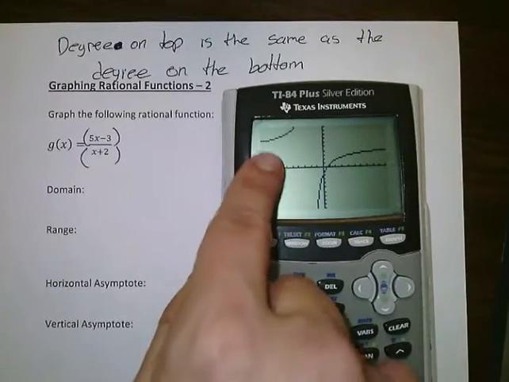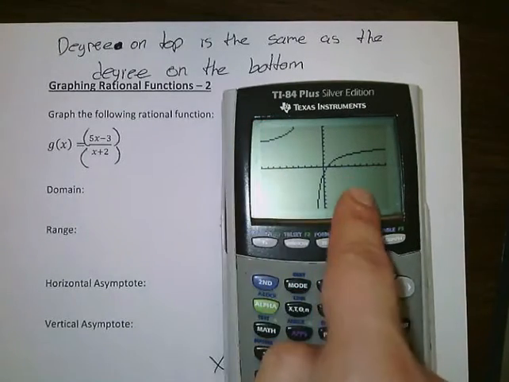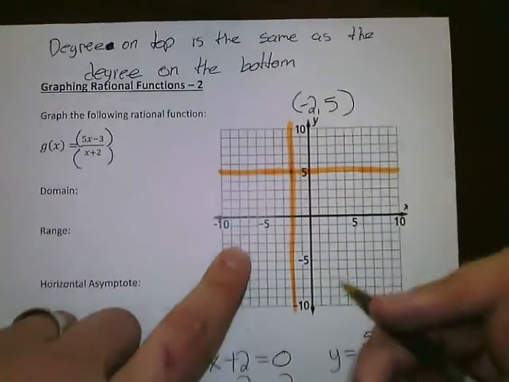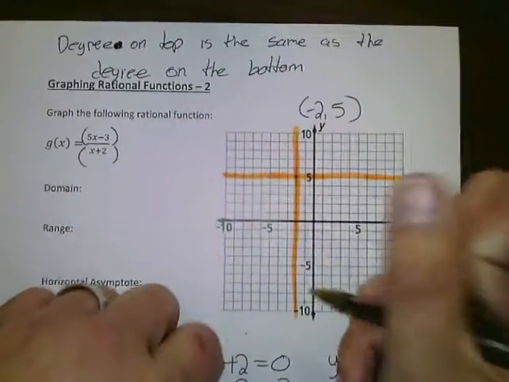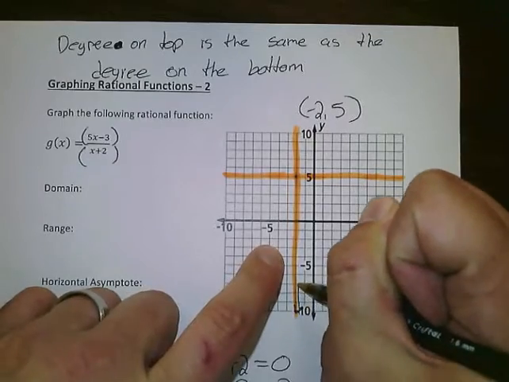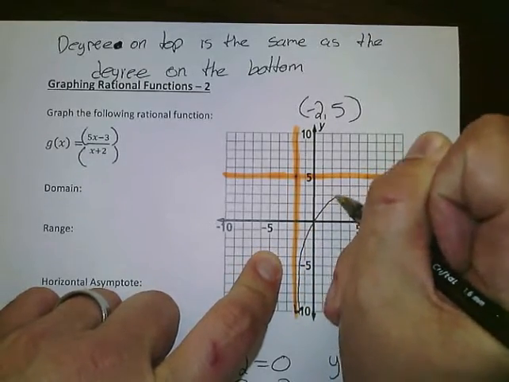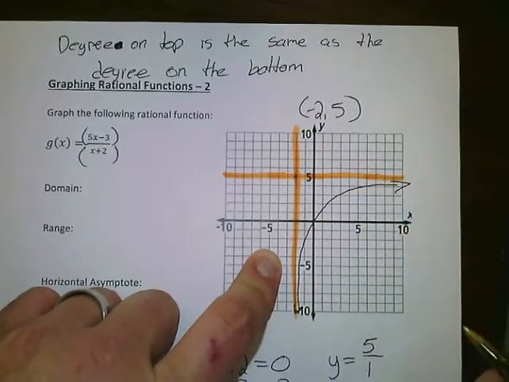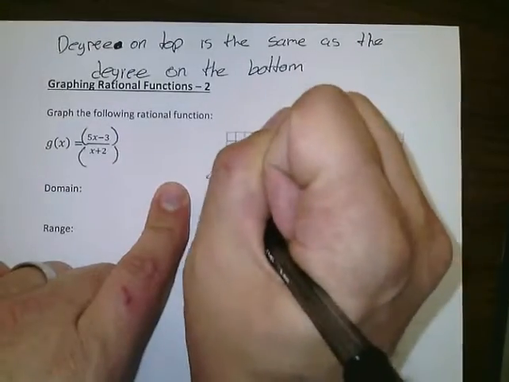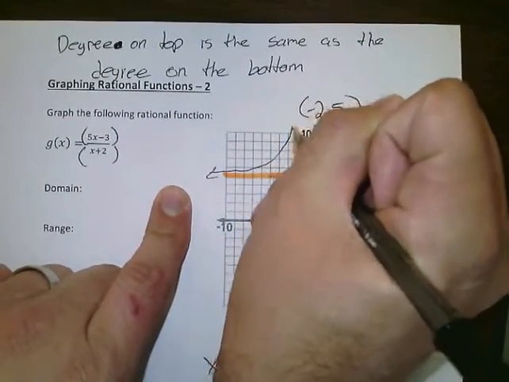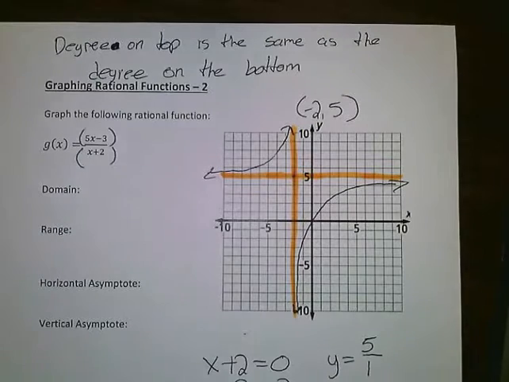But I can see that one of my branches is in the top left, another one of my branches in the bottom right. So I'm going to do that exact same thing here. A branch in the top left, a branch in the bottom right. So you're going to start close to an asymptote, jump across, go to the other asymptote. Start close to an asymptote, jump across, go to the other asymptote.